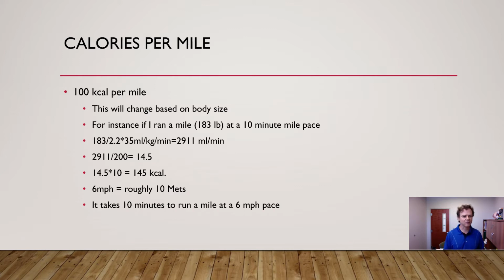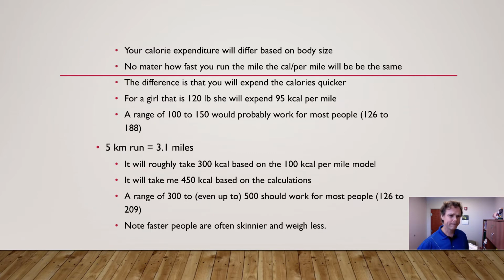So the 100 kilocalories per mile is a little low, but it gives you a basic number to work off of. So just kind of keep that in mind. So your caloric expenditure is going to differ. So you figure it out for yourself, and then figure out, okay, is the person I'm working with bigger than me? Are they smaller than me?